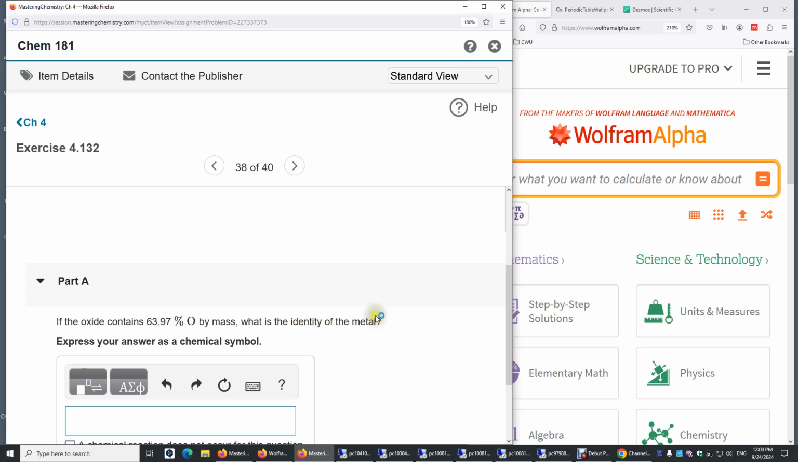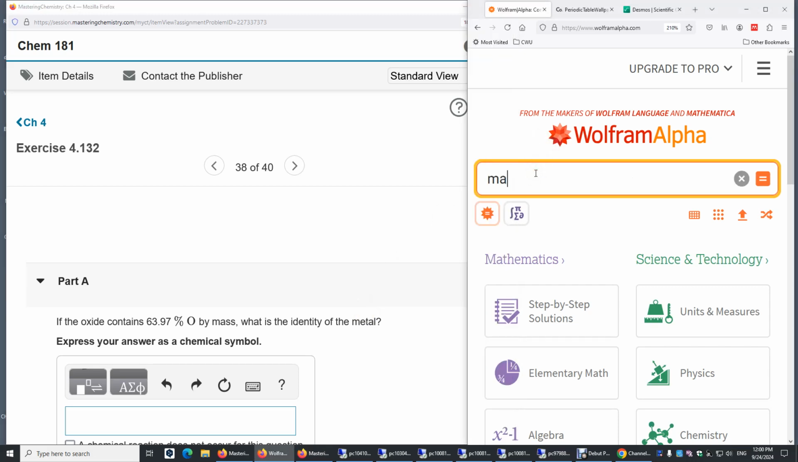To tackle the problem, we can first calculate the molar mass of the metal and then use the periodic table to determine the identity of the metal. And to get the molar mass, one way is to have mass over the number of moles. Alright, this is how we get the molar mass. And we do not have the mass of the metal or the number of moles of the metal.